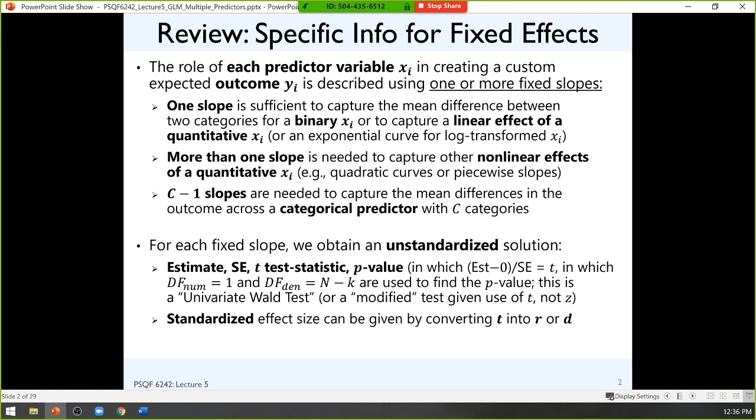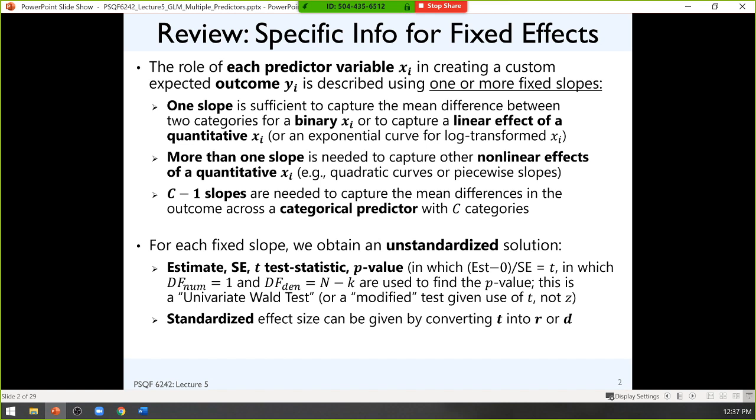Another instance in which it would take more than one slope to describe the effect of a single predictor variable is if your predictor has 3 or more groups. So if I have 3 groups, that takes 2 slopes to differentiate the 3 group means. If I have 4 groups, it takes 3 slopes. If I have 5 groups, it takes 4 slopes, and so on. And so the model in that case will give you some of the group differences, the ones that are relative to the reference group, and the others can be obtained as linear combinations. And so you guys have had practice doing that.